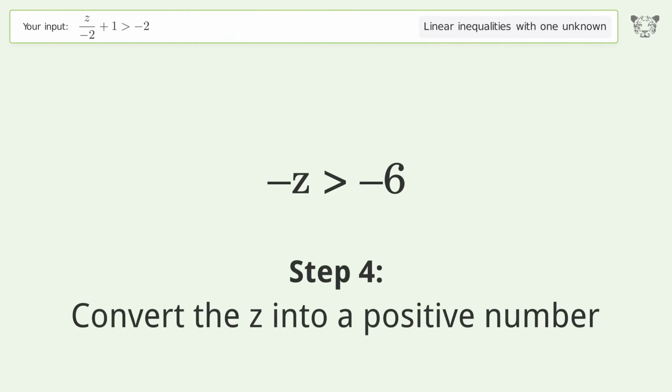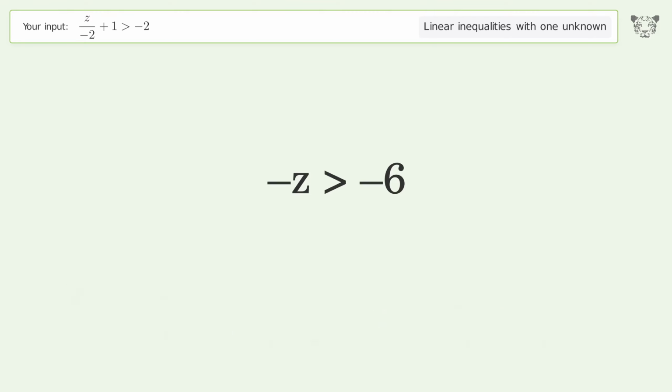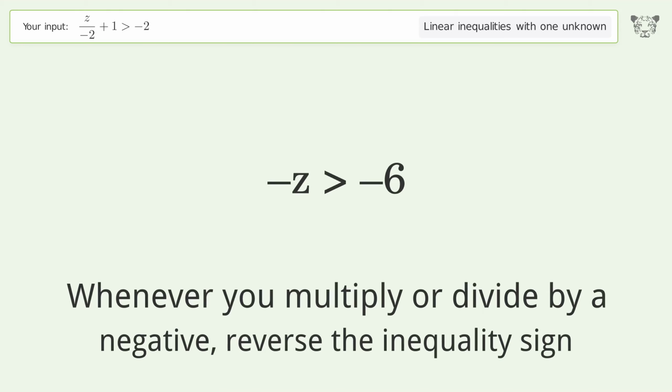Convert the z into a positive number. Multiply both sides by -1. Whenever you multiply or divide by a negative, reverse the inequality sign.